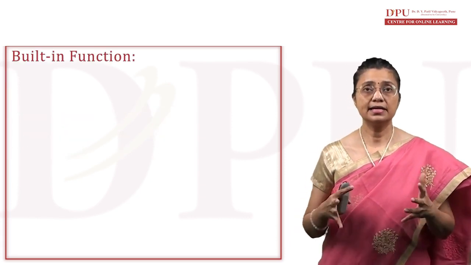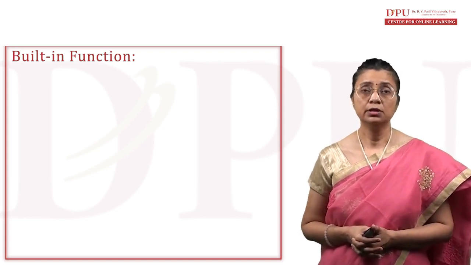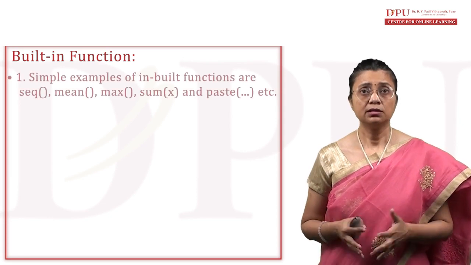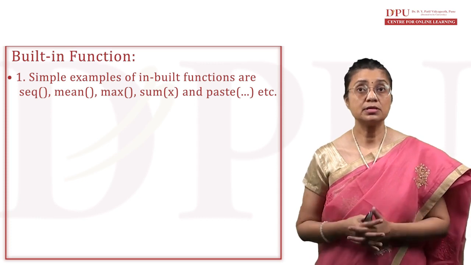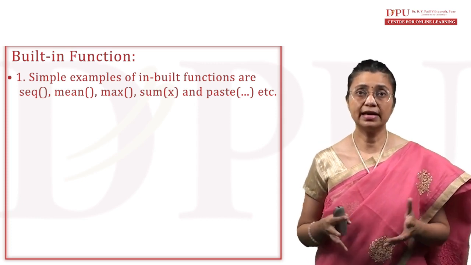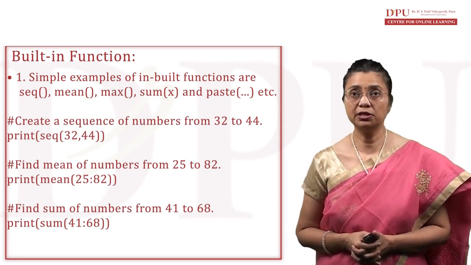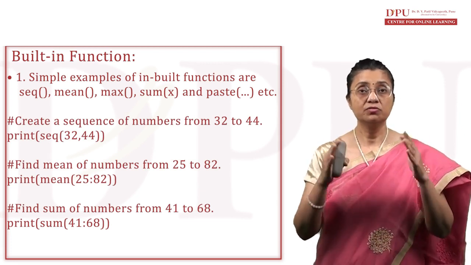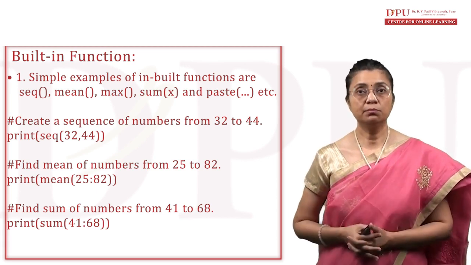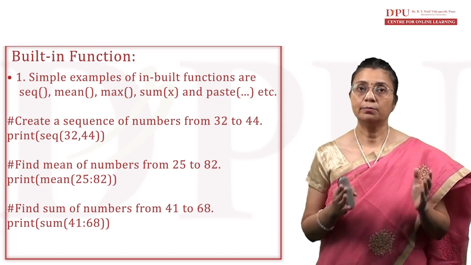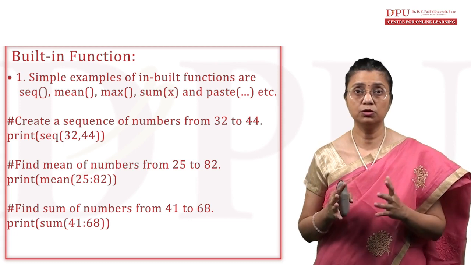Now, let's have a look at some built-in functions which are very common and very frequently used in R programming. The first one is a simple example of inbuilt functions like sequence, mean, max, sum, and paste that we have seen. So if I want to create a sequence of numbers, let's say from 32 to 44, I write print within bracket sequence within bracket 32, 44. Find the mean of numbers from 25 to 82. So I write print mean 25 to 82. Find the sum of numbers 41 to 68.